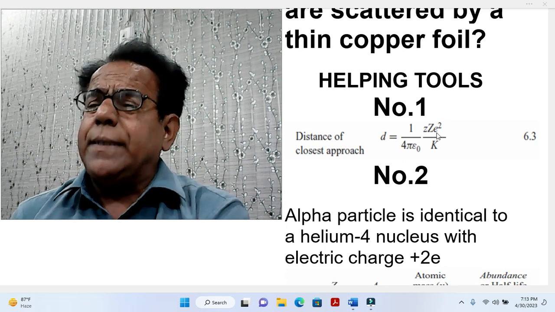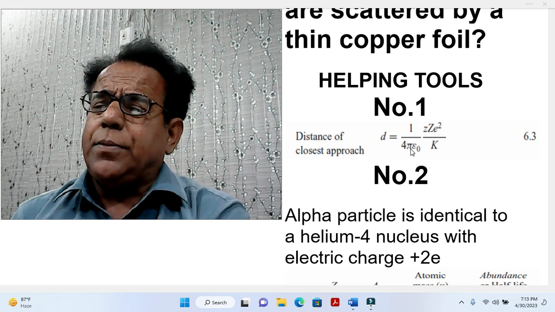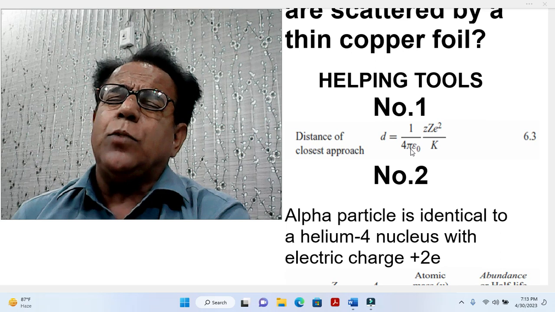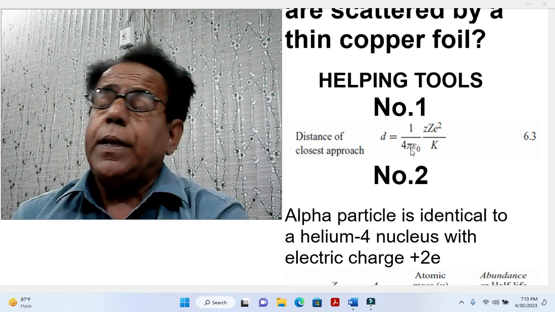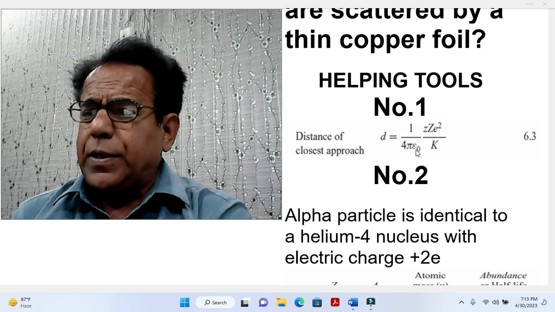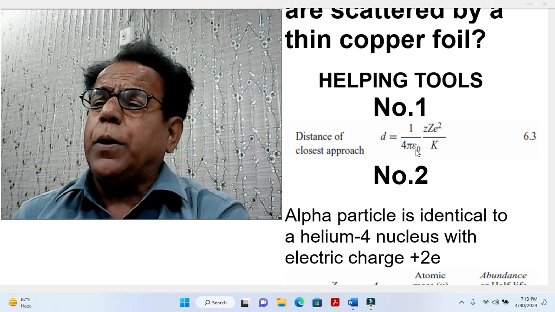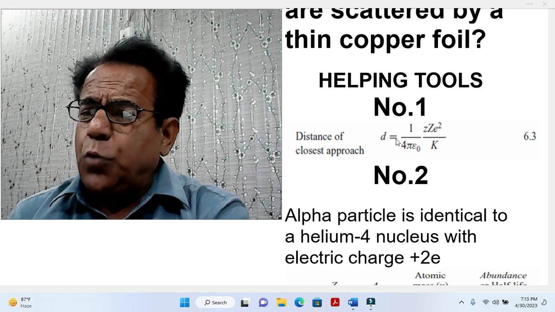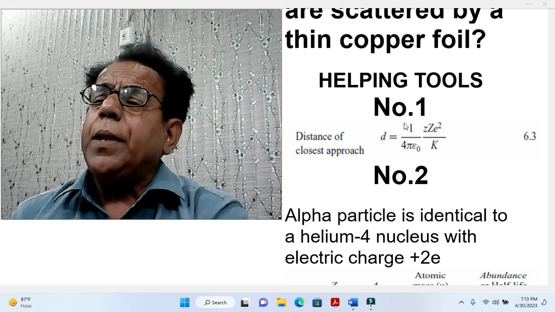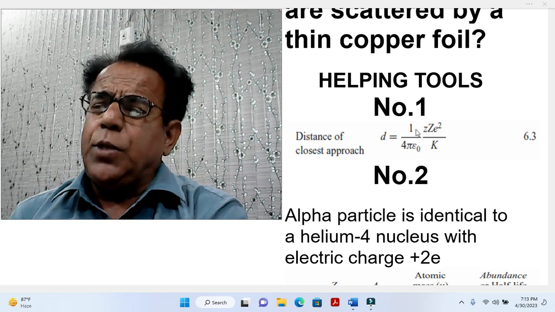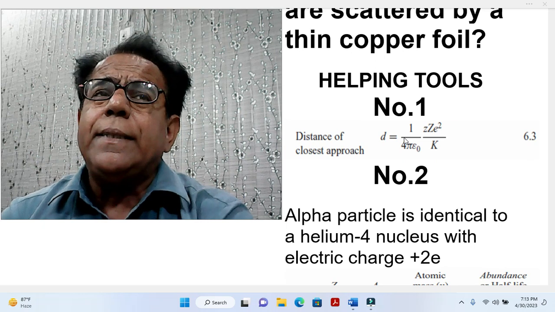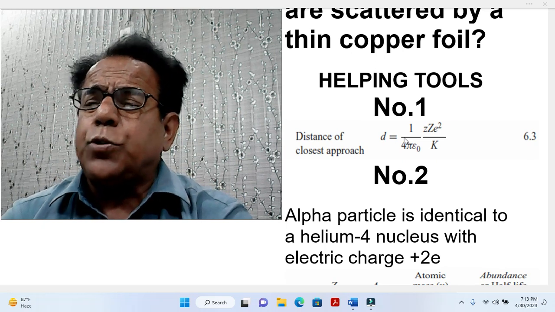E is the elementary charge, pi is 22 by 7, approximately equal to 3.14. The value of epsilon naught is also given in a helping tool, and the combined value of 1 over 4 pi epsilon naught is usually denoted by small k and is termed the Coulomb constant or electrostatic constant.